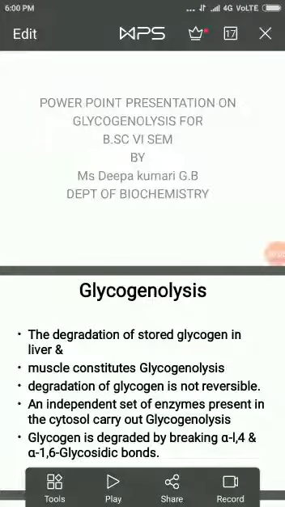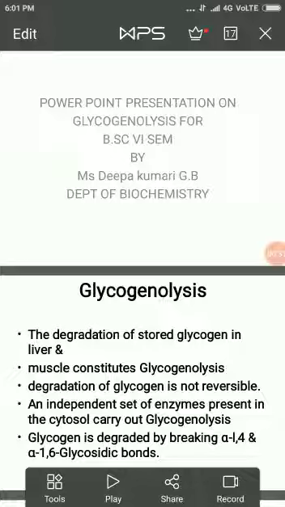Today, let us move on to glycogenolysis. Before going into glycogenolysis, let us recap a few concepts which we discussed in the last class on glycogenesis. As you all studied in the last class, which I have explained to you, we will recall once what are all the steps which were involved in glycogenesis?